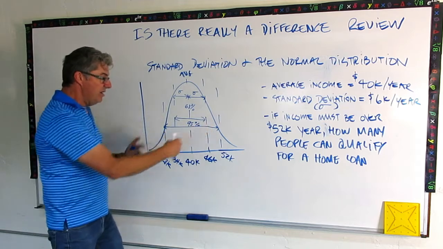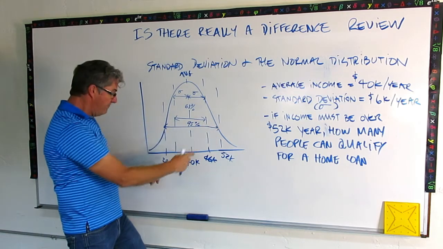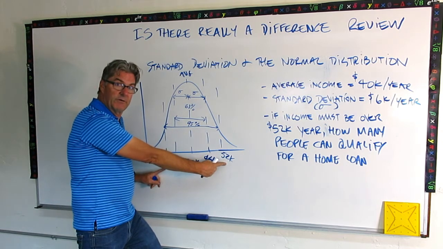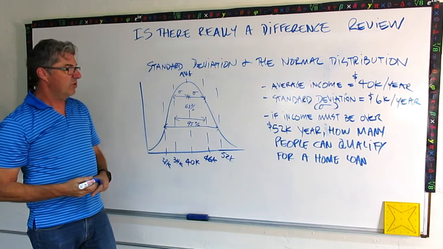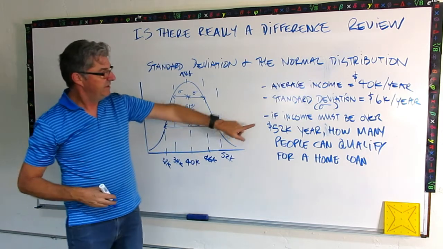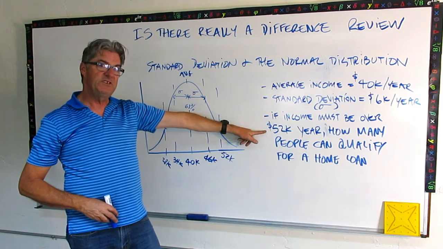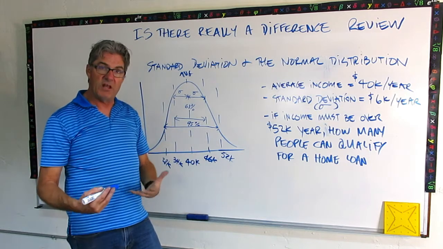We know that 95% of the people make between $28,000 and $52,000 a year. Okay, so now we've populated our graph, and now we can answer this question. And here it is. If income must be over $52,000 a year, how many people will qualify for a loan?